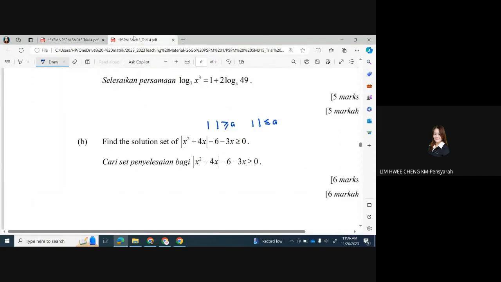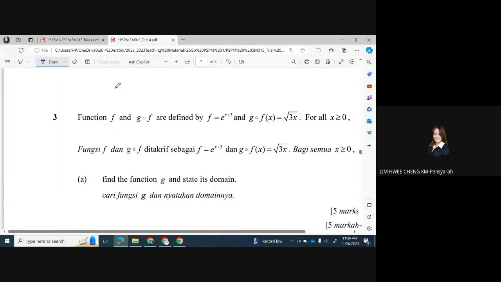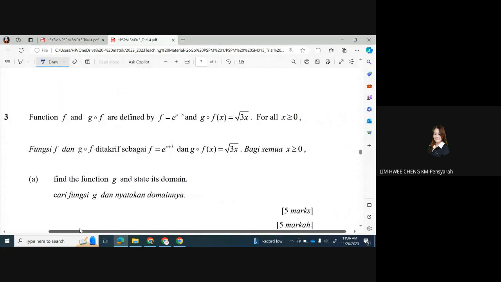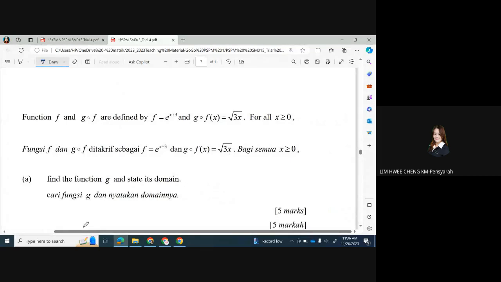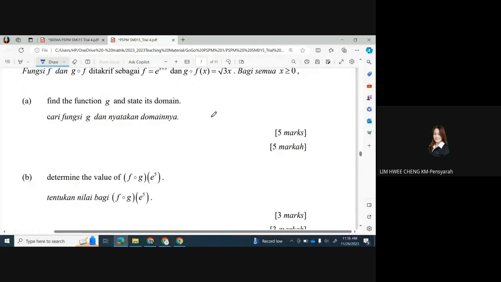Okay, soalan yang ketiga. Yang ini. Function f and g. F and f of g are defined for all x. The function G. Maksudnya kita nak cari fungsi luar, outer function and state its domain, and determine the value of f of g e power of 5.